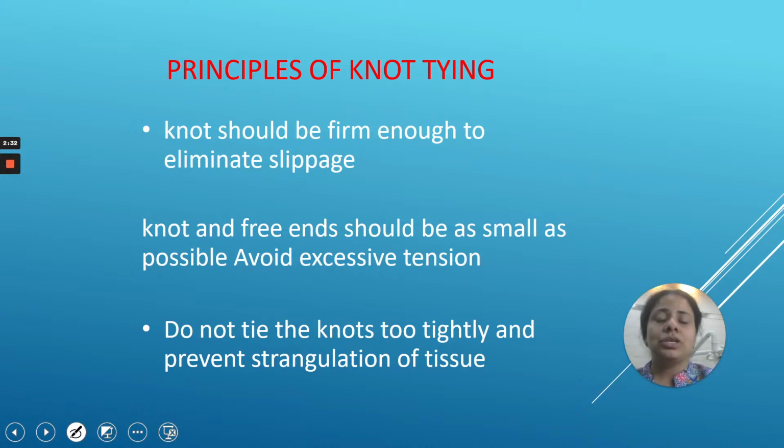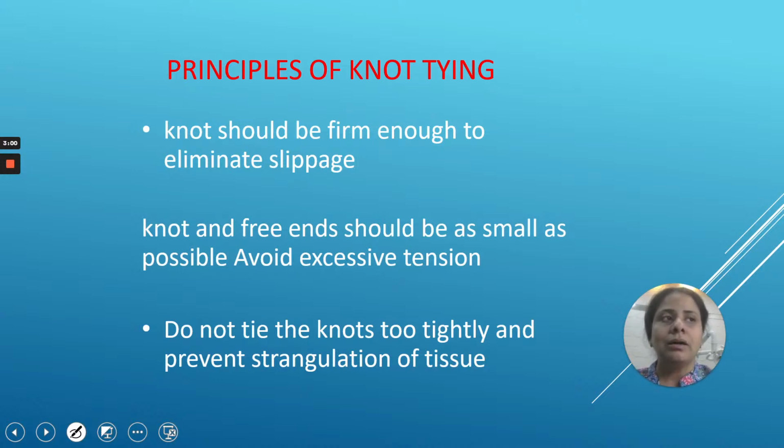If it is very loose, obviously it is not serving the purpose. The idea is just to hold the suture material and the tissues together, and that is the purpose of the knot. The knot should also not get opened up before healing happens, so knots should stay. There are different types of knots for that, and according to the suture material, sometimes you have to change what kind of knot you give and how many knots you give.